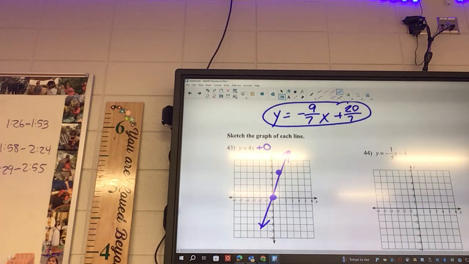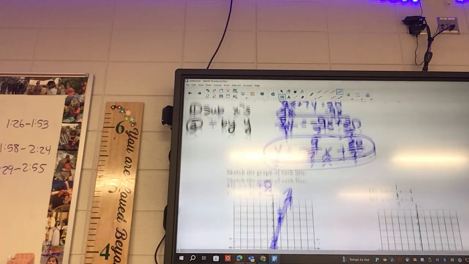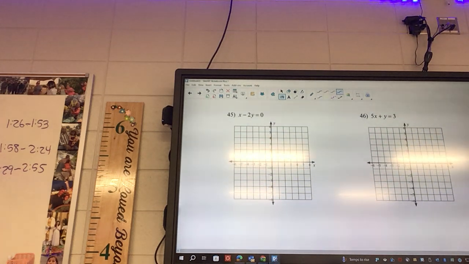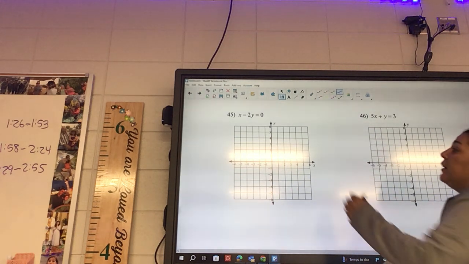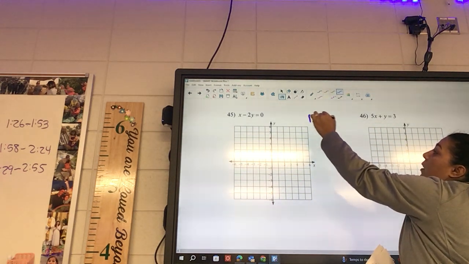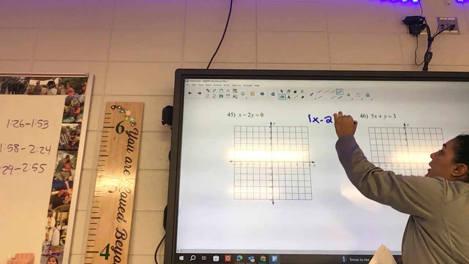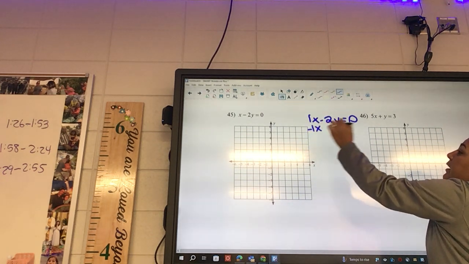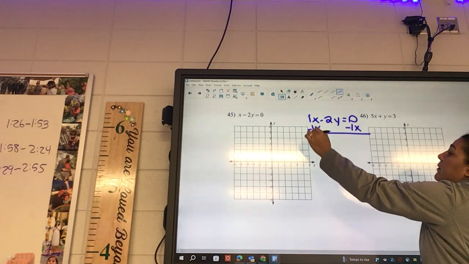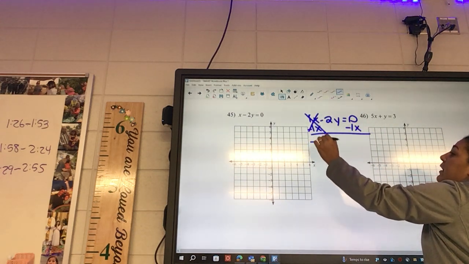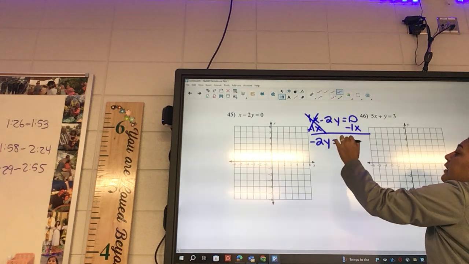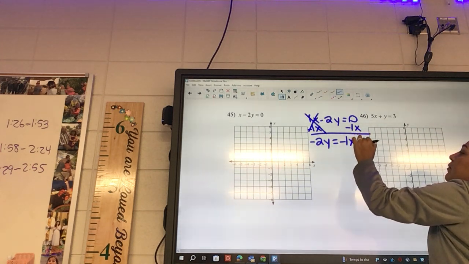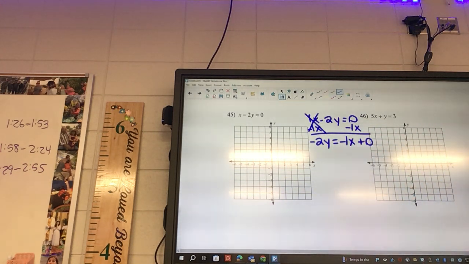Okay, 45 is going to be just like 41. You're going to subtract the x's and then divide by the y's, okay, in order for us to solve it. So it's going to look like 1x minus 2y equals 0. Okay, so we're going to subtract the x's. So you're going to say minus 1x from both sides. Minus 1x minus 1x. So we're going to get negative 2y equals negative 1x. You could say plus or minus 0. That's totally up to you.